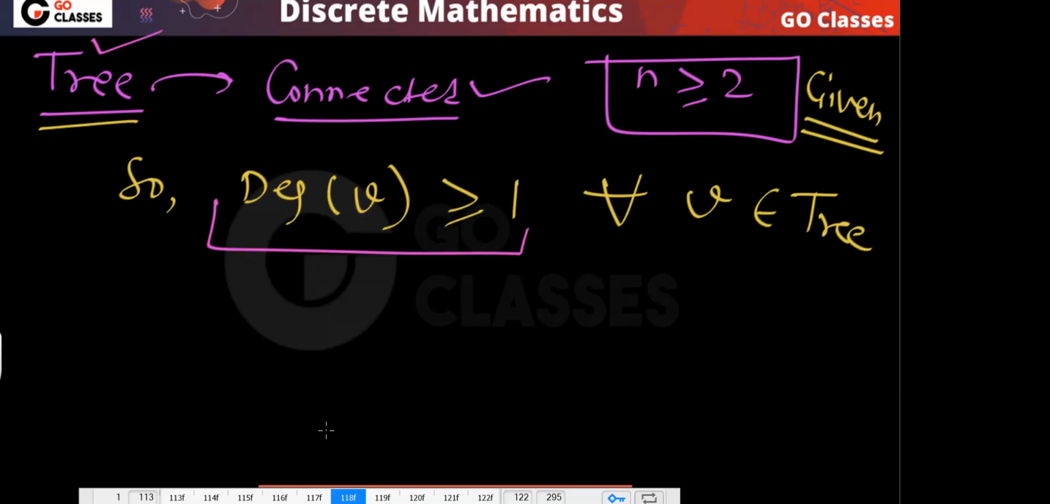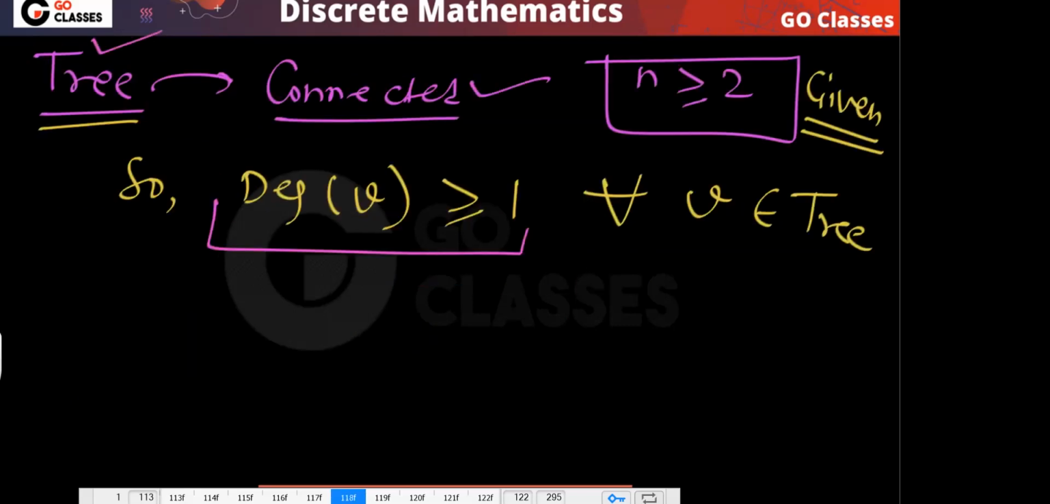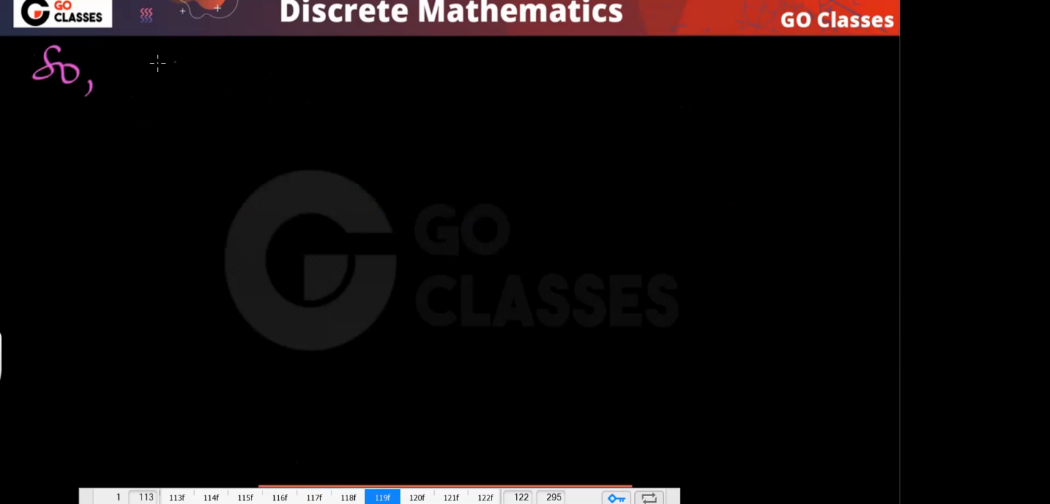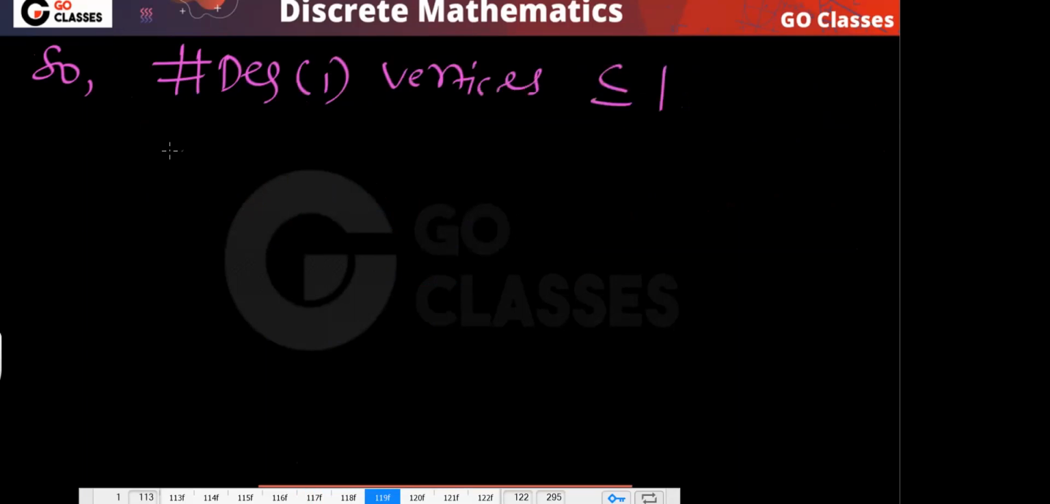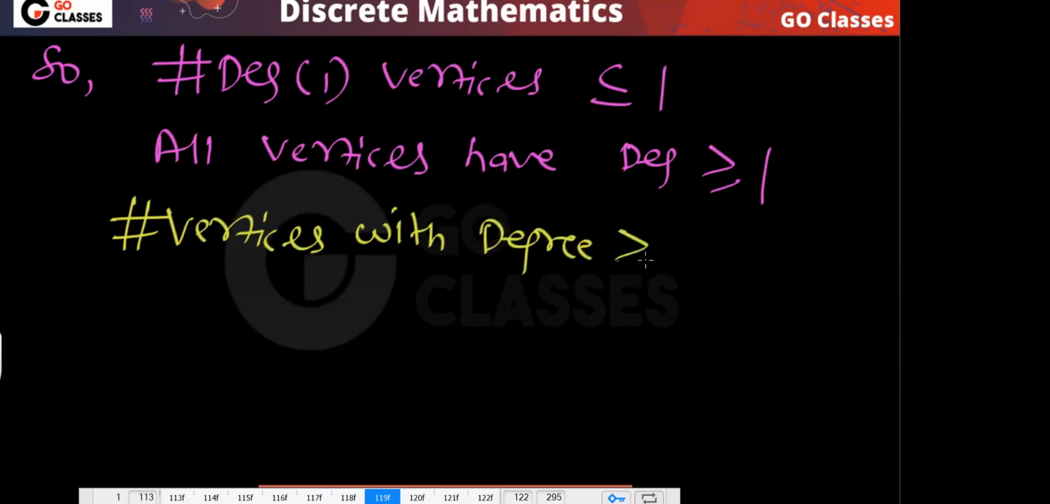Now see this, the number of degree 1 vertices is less than or equal to 1. All vertices have degree greater than or equal to 1. So how many vertices have degree greater than or equal to 2? Are you getting my point? Tell me the number of vertices with degree greater than or equal to 2. That will be greater than or equal to n minus 1.